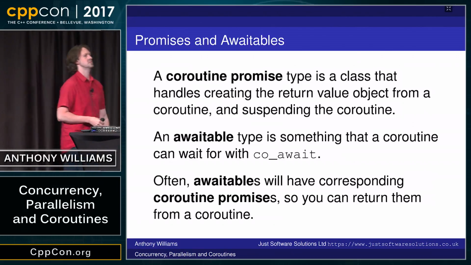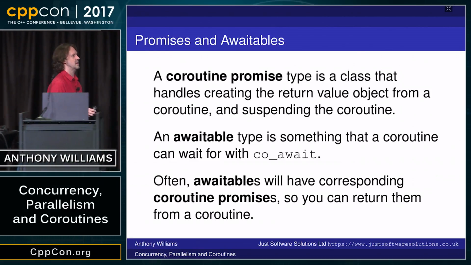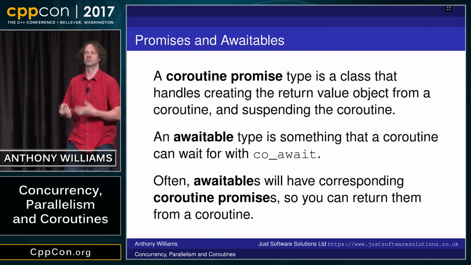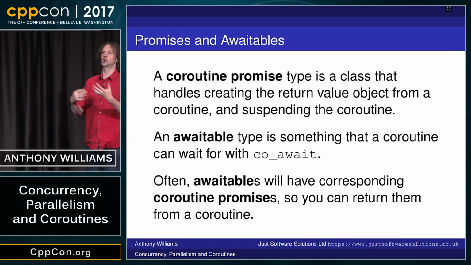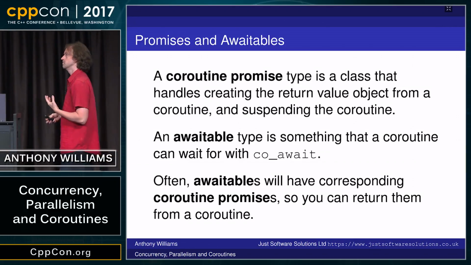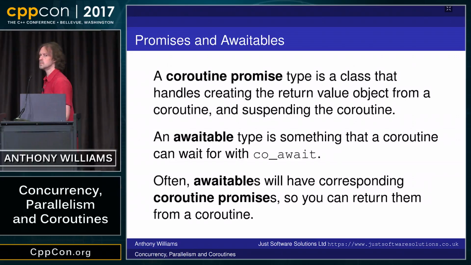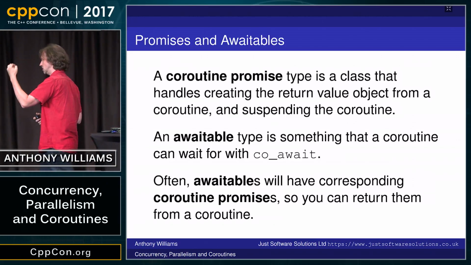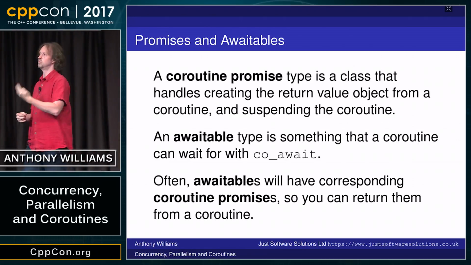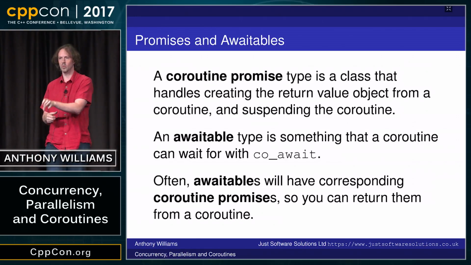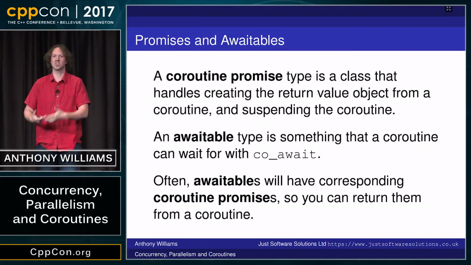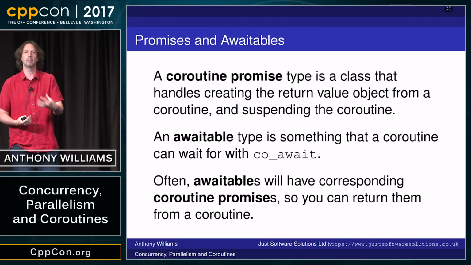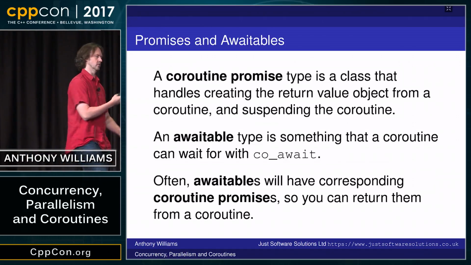Now I mentioned coroutine promise types. A promise type is how you specify how the coroutine internals correspond to the return value. It specifies what the compiler and library will do when you put in those co-return, co-await, and co-yield locations inside your coroutine. How it deals with suspension, what happens, how the return value gets handled.